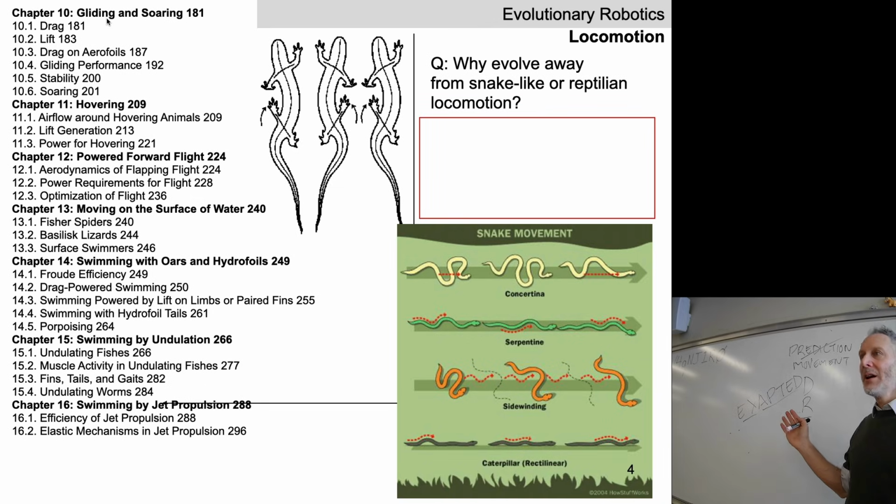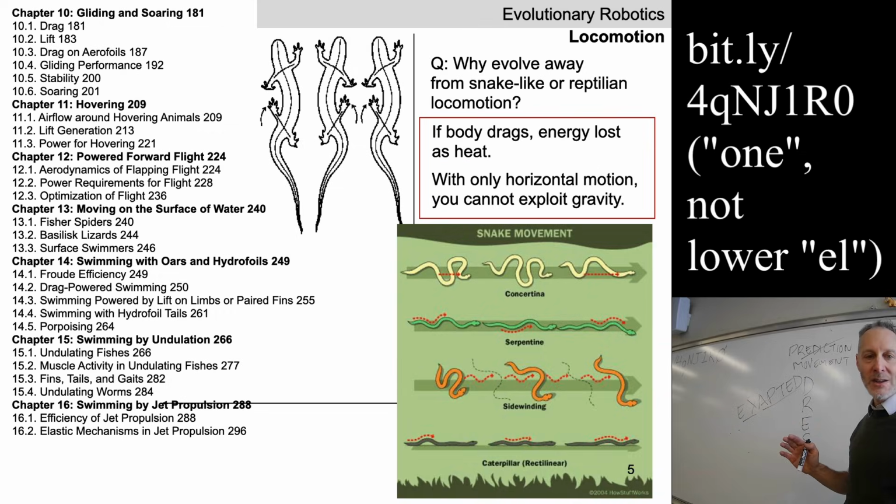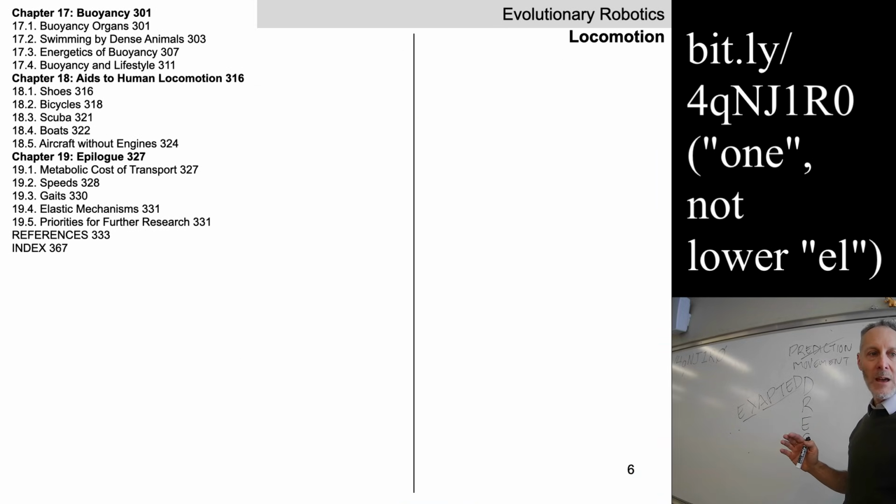Gliding and soaring, we're terrible at this unless we build huge metal birds and fly them through the air. Hovering, we're also terrible at. Powered forward flight, we can't do any of these things. It took us a long time to build machines that we can then sit inside that do these things. Moving on the surface of water, also we're not so good at it. Swimming with oars and hydrofoils, swimming by undulation, swimming by jet propulsion. Buoyancy, aids to human locomotion machines.